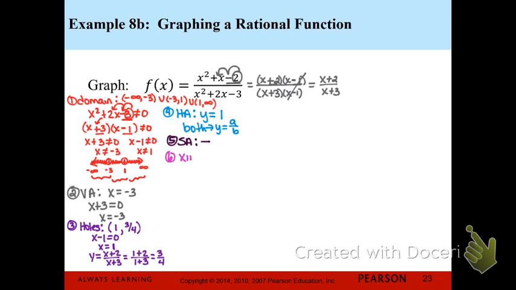Then we have x-intercept. How do we find x-intercept? Numerator equals 0, right? So what's my numerator? Just the x plus 2. Use the simplified one. Because remember, if you use the original one, you're going to come out with an x-intercept at 1. But 1 is a hole, isn't it? So you've got to use the simplified if it's available. All right, so we get x equals negative 2.